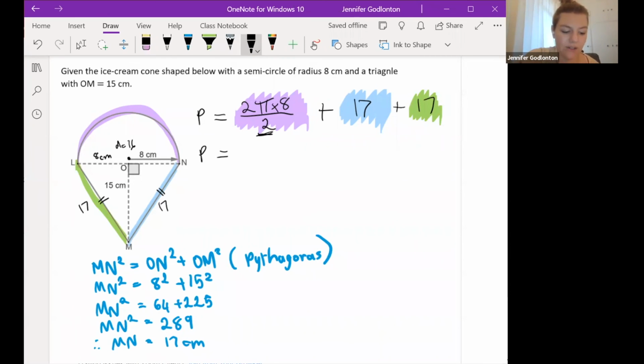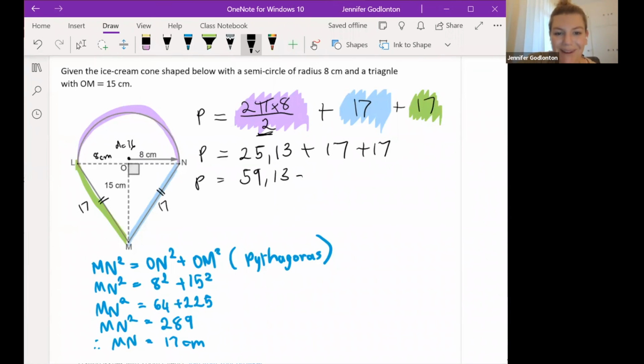So if I'm working out just that purple, for those of you who are needing help with just the purple, that would be 25,13. So just to check, if you worked it out separately, that's what you need to get for your purple. I think all that happened there is that you just didn't divide by 2. So we should get the beautiful answer, 59,13.